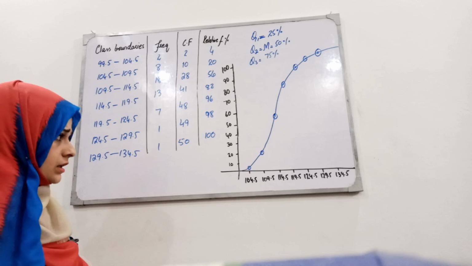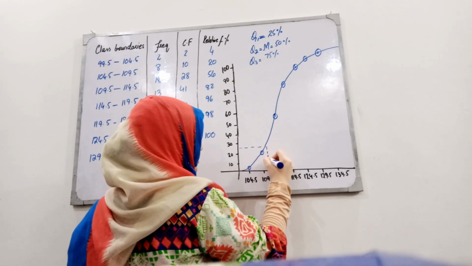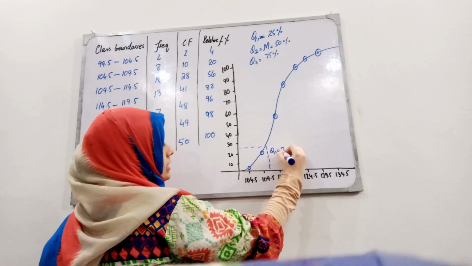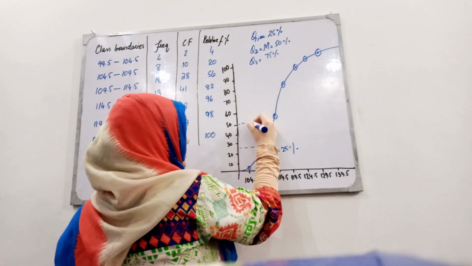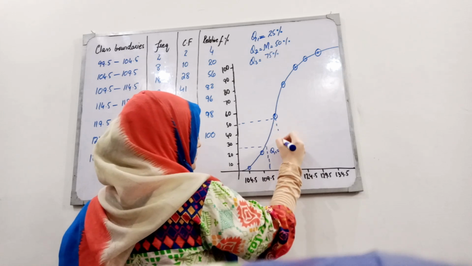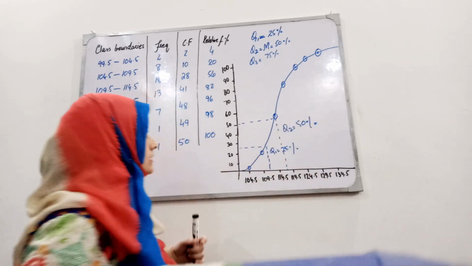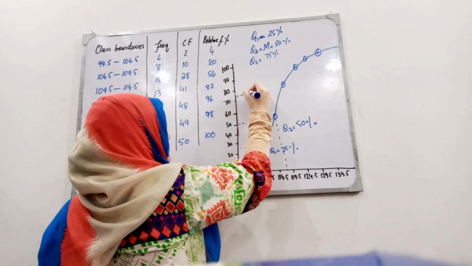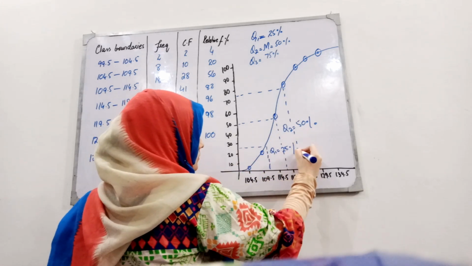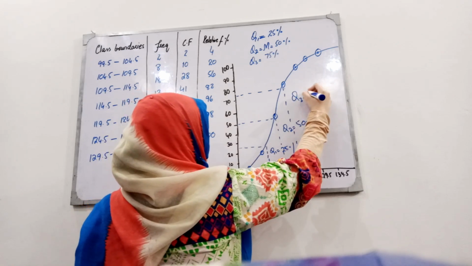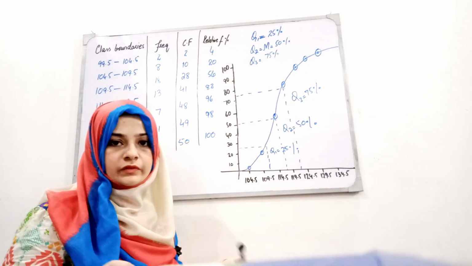So let's calculate the first quartile on the 25th percent of the data set. Then the second quartile on the 50% of the data, and the third quartile on the 75%. Now let's see what values we have gotten with the help of that graph.